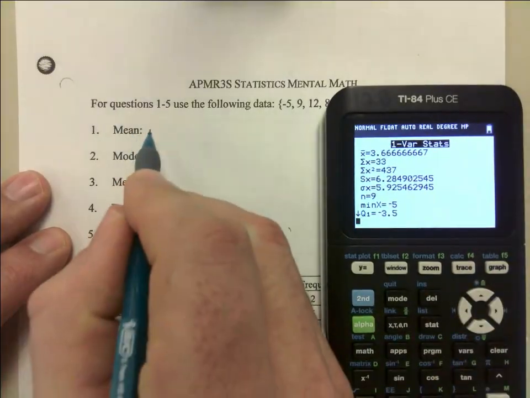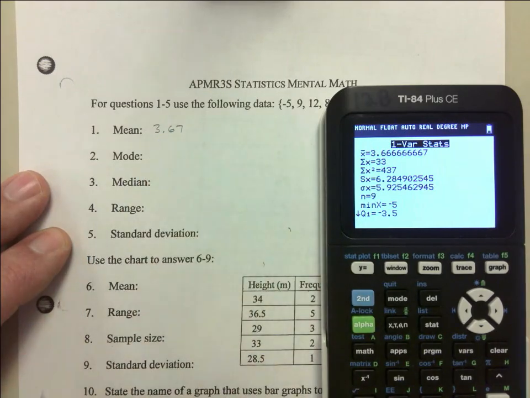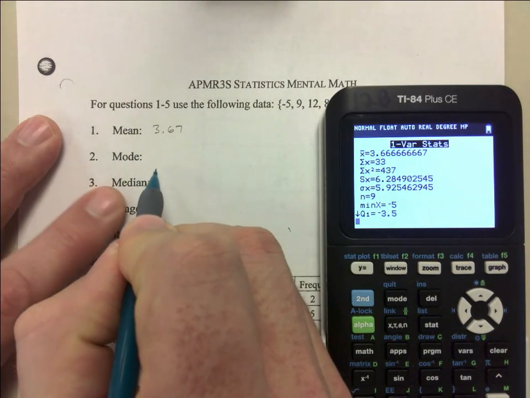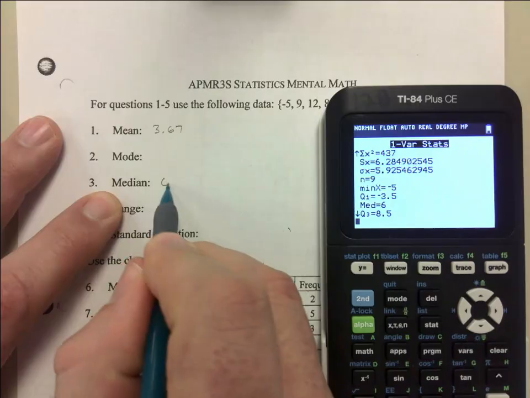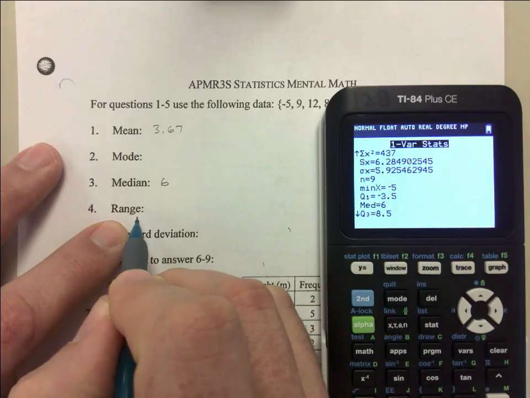So the mean is 3.67, and we don't have units. So that's it, right? The mode, I'll figure it out in a bit. The median is 6. 1 mark, we'll give you 1 mark for each today.